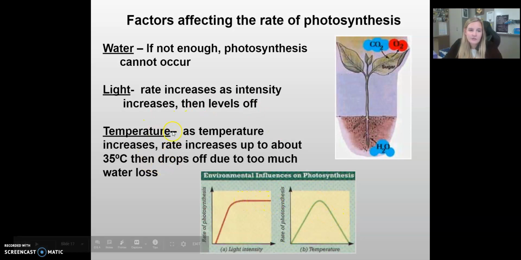Finally, temperature can also affect the rate of photosynthesis. As temperature increases, the rate of photosynthesis increases up to 35 degrees Celsius. So the rate of photosynthesis here is increasing until you hit about 35 degrees Celsius, and then it gets a little too hot for those plants to really do photosynthesis well, and so it'll start to decrease. And those are just some factors affecting the rate of photosynthesis.